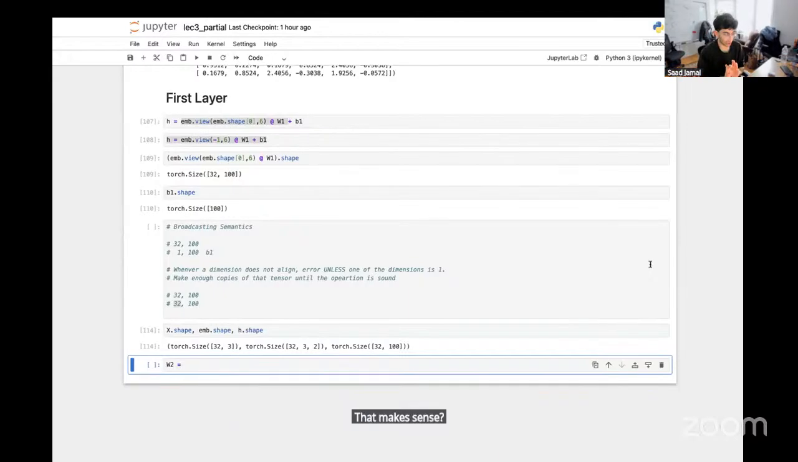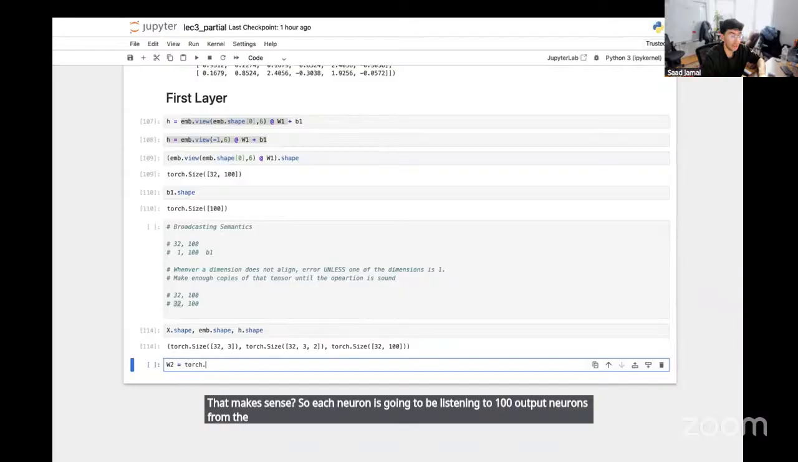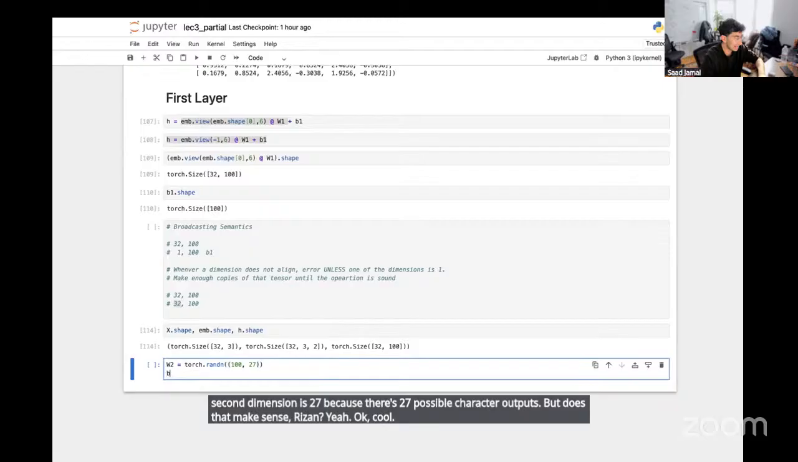Each neuron is going to be listening to 100 output neurons from the hidden layer. So I'm going to do torch.rand of 100 by 27. Oh, I gave the answer. Sorry, I wasn't supposed to tell you the second dimension. The second dimension is 27 because there are 27 possible character outputs. Does that make sense, Faizan? Yeah. Okay, cool. Same thing. I'm going to let you guess the biases. What does the bias have to be?